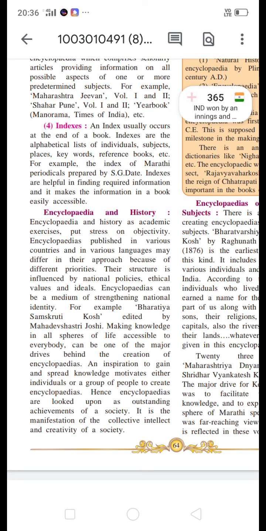Then next is Encyclopedia Britannica. This encyclopedia was first published in 1767, and it is supposed to be an important milestone in the making of encyclopedias. There is also an ancient tradition of dictionaries like Nighantu, Shabdakosh, etc. The encyclopedic works of Mahadev, and then Rajavyavahara Kosh, prepared during the reign of Chhatrapati Shivaji Maharaj, are important in the medieval period.